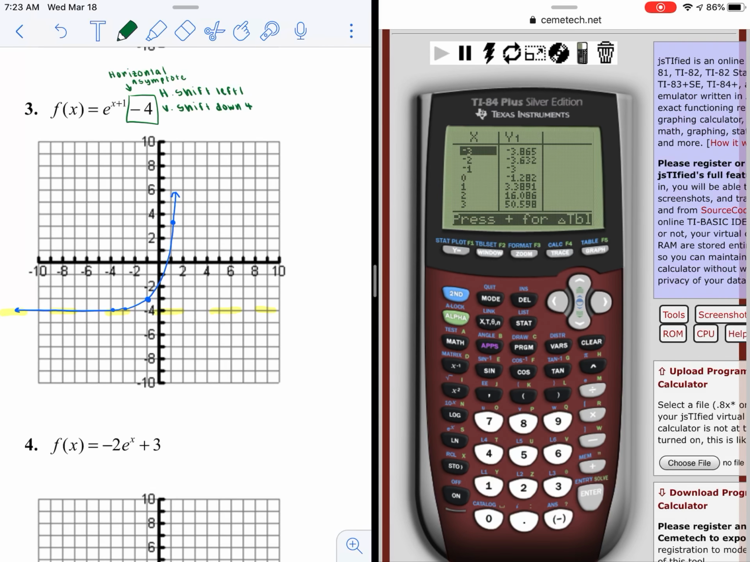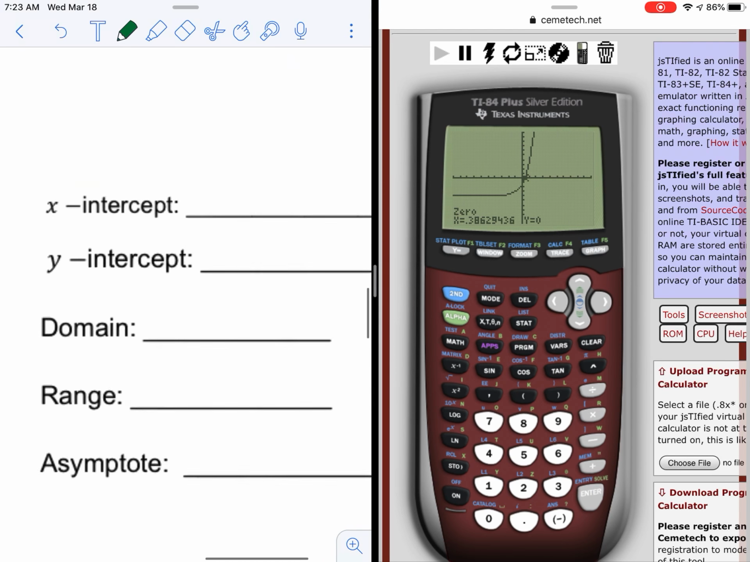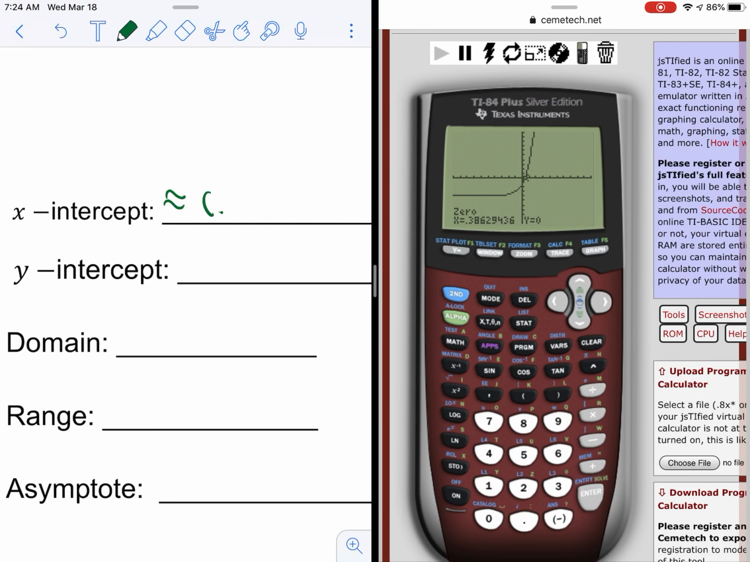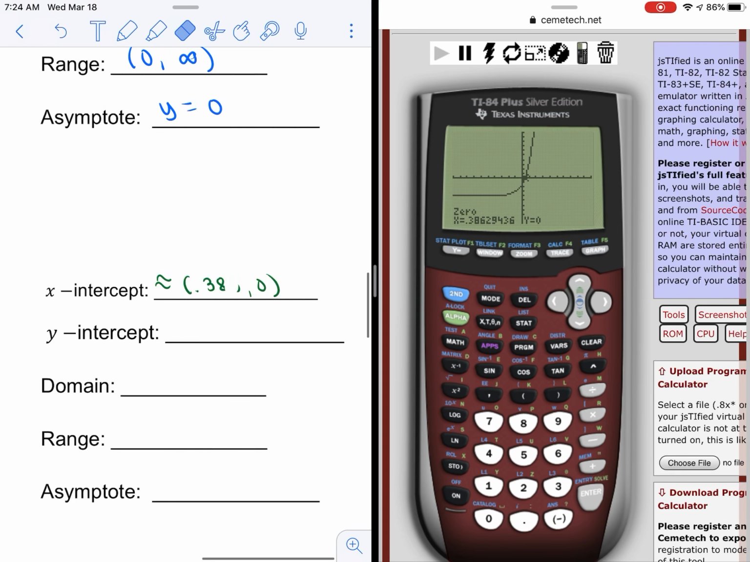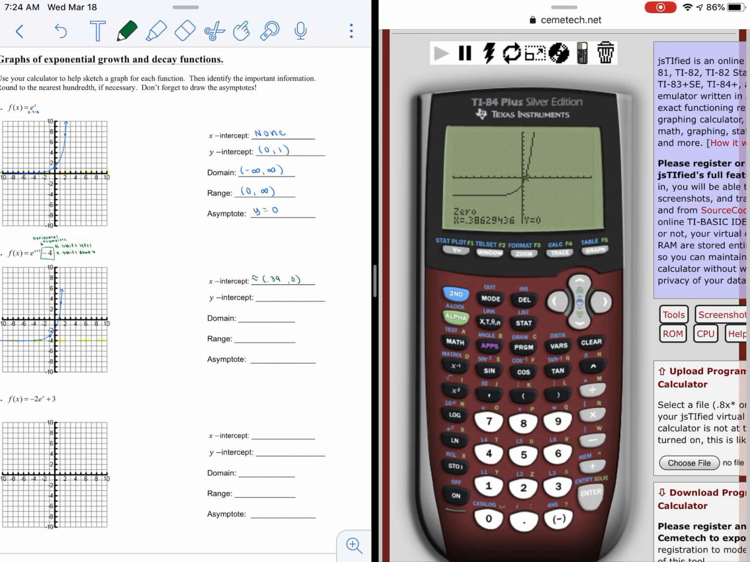Now, to answer the questions on the side, we do have an issue because if you go to the graph, there's an x-intercept, but that x-intercept does not appear to be a nice value. So remember, we have to go to second, trace, and then find that zero. Left bound be below the x-axis, and then right bound be above. Enter one more time for guess. And you should be getting approximately 0.386, comma 0. Oh, it said round to the nearest hundredth, so let's try that again, 0.39. There you go. Y-intercept, it does have one.